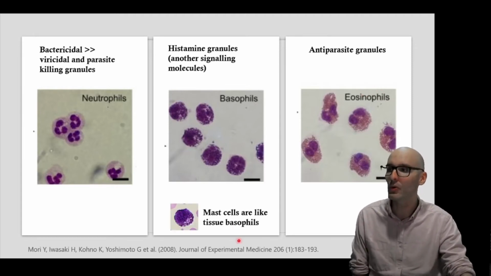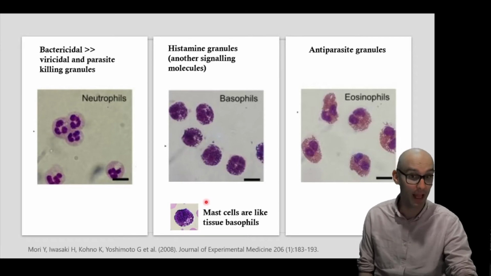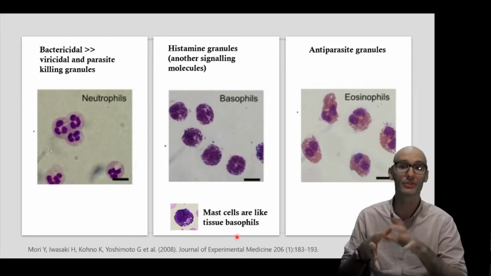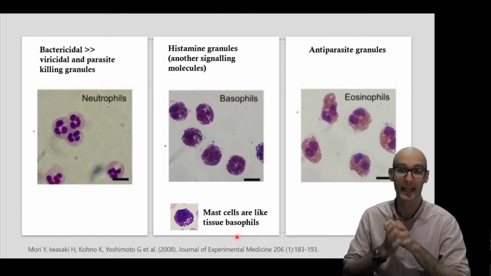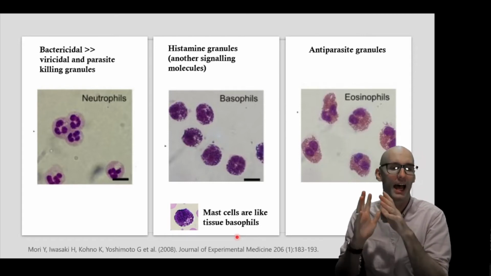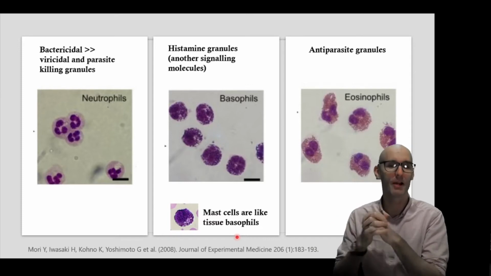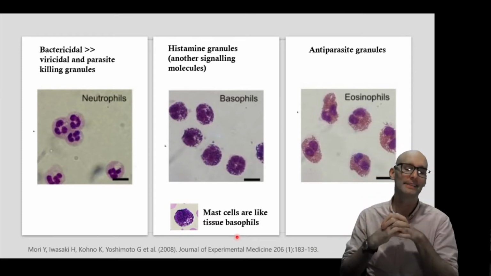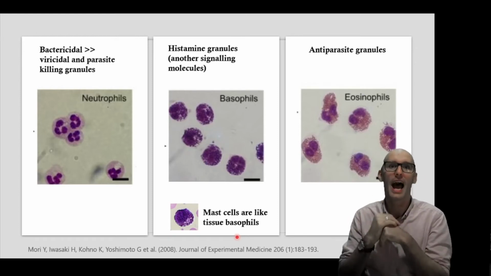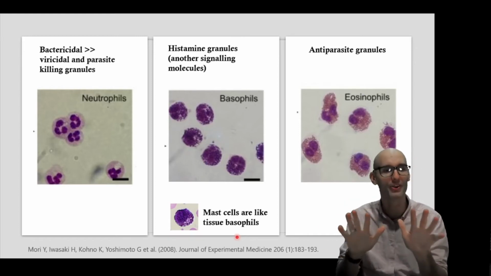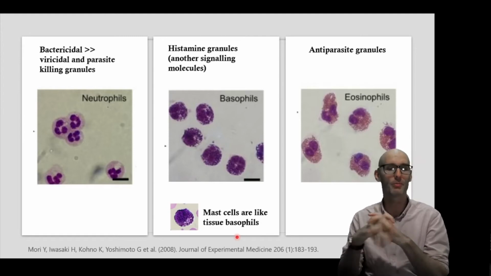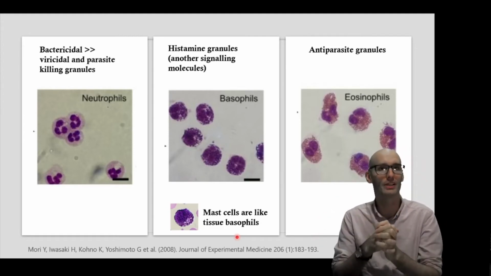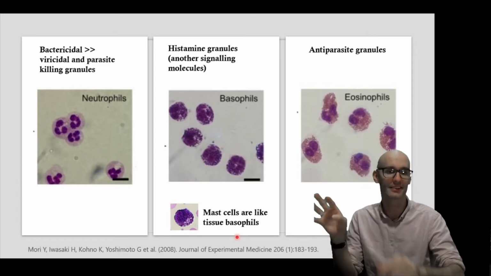And another important cell, but it doesn't flow around the blood, is a mast cell. And mast cells are full of granules, and those granules also contain histamine. As an overly simplified way to describe it, a mast cell is a within tissue basophil. It's something that lives inside the tissue. It does a lot more different things than what basophils do, but a really good way to think about it is it's just a within tissue basophil. It's full of histamine, just like a basophil is.